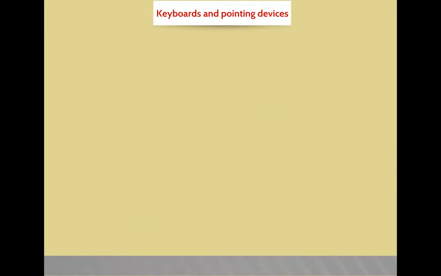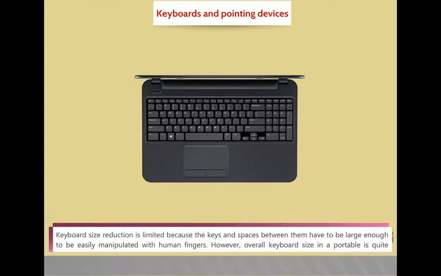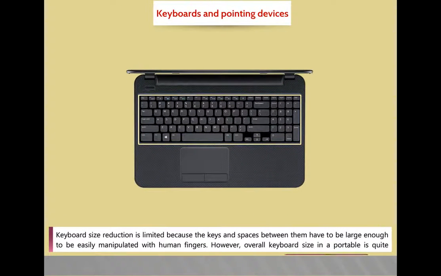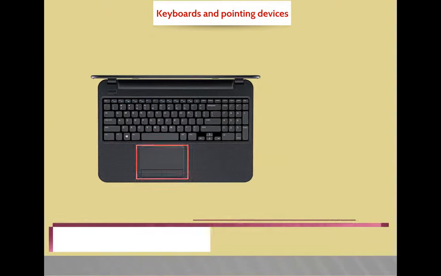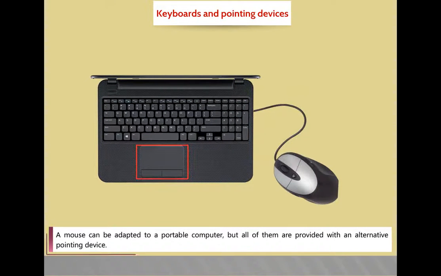Keyboards and pointing devices. Keyboard size reduction is limited because the keys and spaces between them have to be large enough to be easily manipulated with human fingers. However, overall keyboard size in a portable is quite smaller than in a desktop. A mouse can be adapted to a portable computer, but all of them are provided with an alternative pointing device.